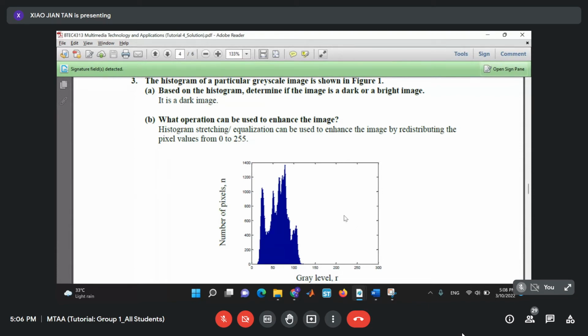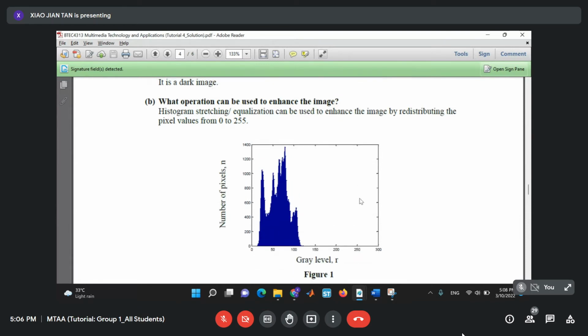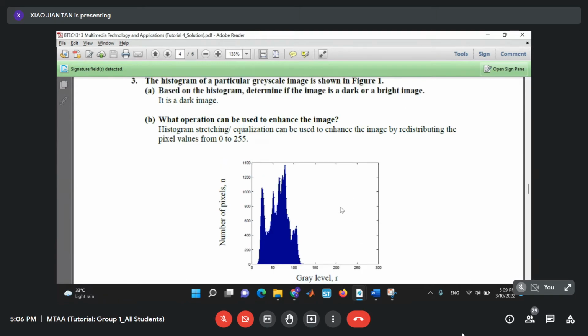Even though you can correlate, if you want to memorize it, that also works, because if you understand the distribution of the grayscale from 0 to 255, it is not difficult at all. So this is a dark image. Why is it a dark image? That is because the histogram is more focused towards the left hand side, which is quite dark.